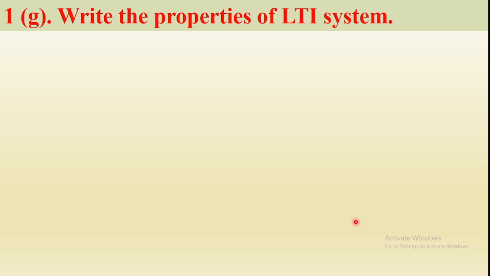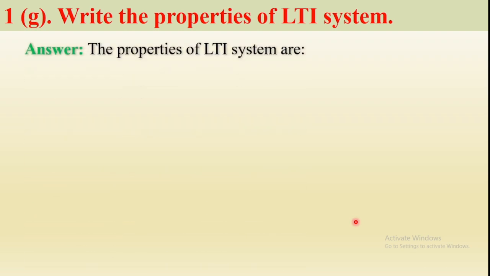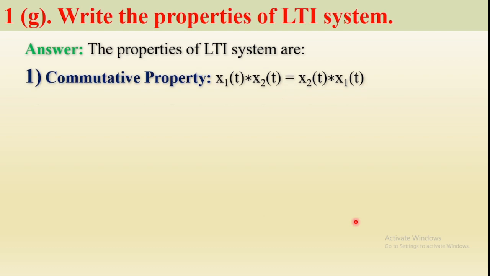Next short answer question is write the properties of LTI system. LTI means linear time invariant system. The properties of linear time invariant system are, it satisfies the commutative property, that is AB is equal to BA. x1 of t and x2 of t are the two signals. It satisfies the commutative property: x1 of t into x2 of t is equal to x2 of t into x1 of t. And the second property, distributive property.